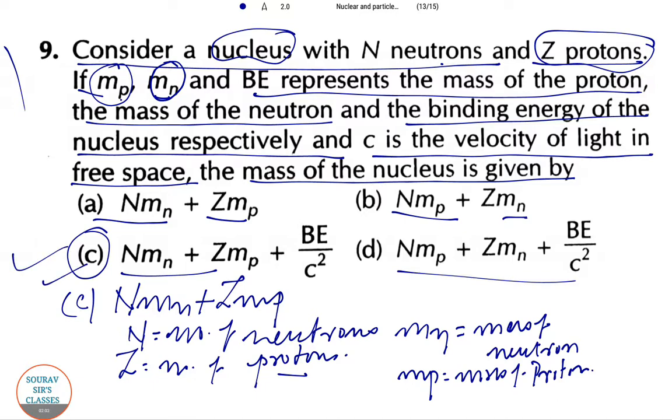Consider a nucleus with N neutrons and Z protons. If Mp, Mn and Be represent the mass of the proton, mass of the neutron, and the binding energy of the nucleus respectively, and C is the velocity of light in free space, then the mass of the nucleus is given by N Mn plus Z Mp. That is the mass. Okay, let's go ahead.